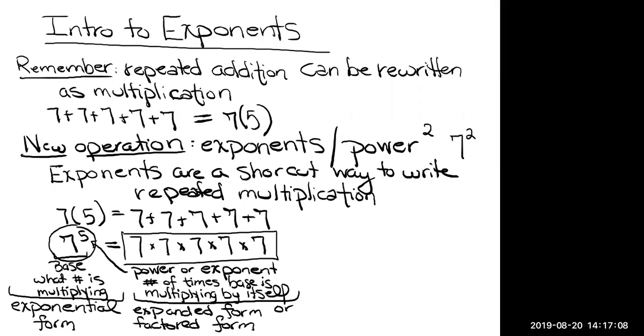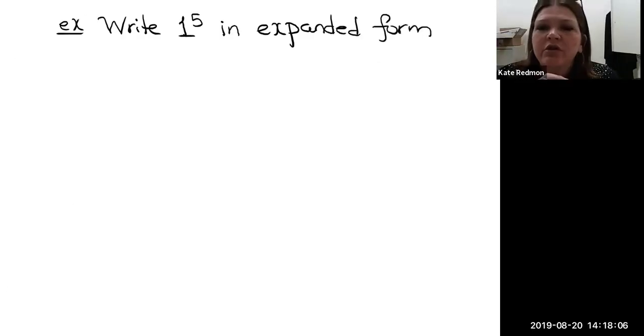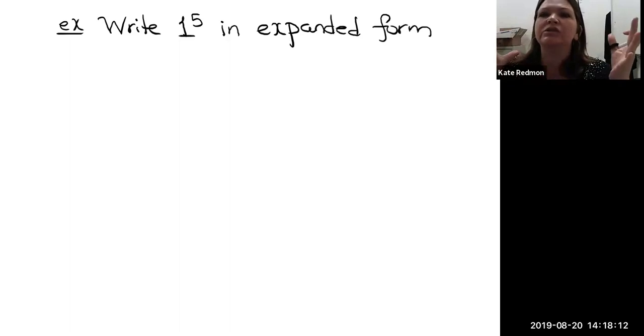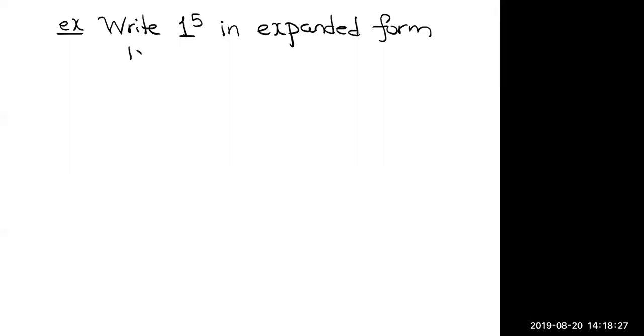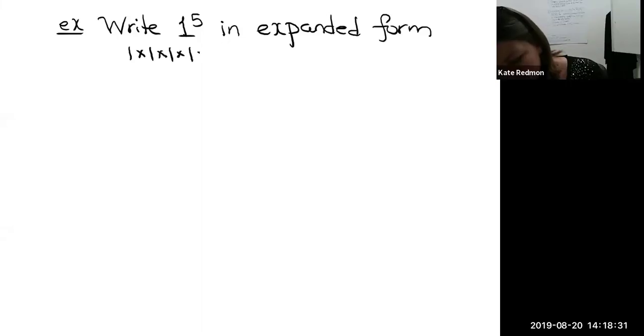So now let's look at some example problems. You could be asked simply to write 1 to the 5th in expanded form. I love it because students say to me, what's the answer? Well, the answer is whatever I asked you for. I asked you for expanded form. Please just write it in expanded form. What does 1 to the 5th power mean when you write it as multiplication? 1 times 1 5 times. Exactly. 1 times itself 5 times.